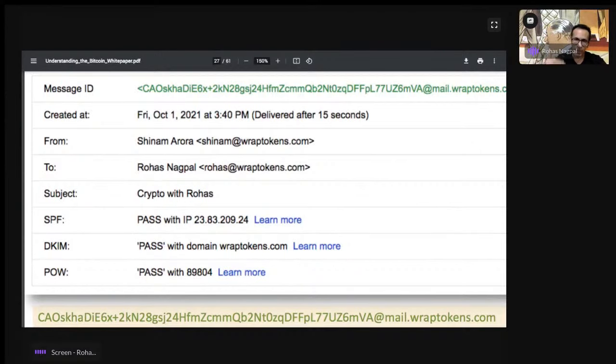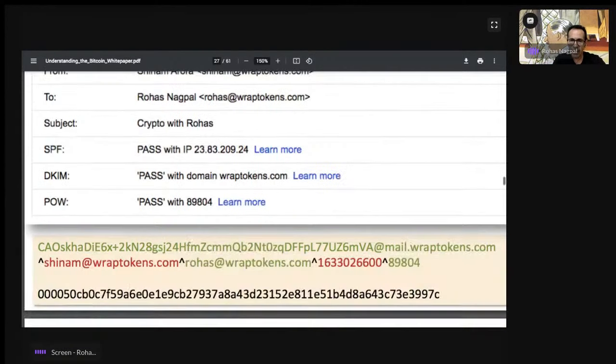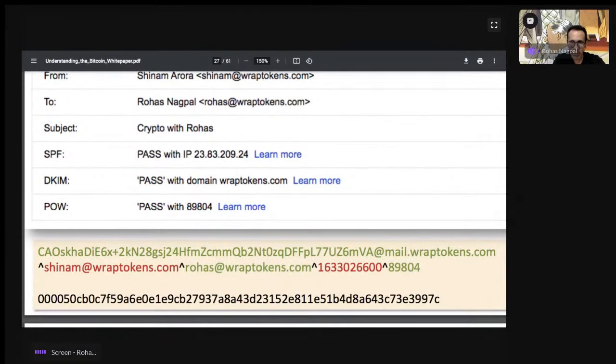Now, we could similarly, theoretically add something like POW here, which could be proof of work. And then it could say, okay, passed with a particular number as the nonce. And at the back end, what's really happening is this entire message ID, when that is concatenated with the sender and receiver's email address and the timestamp of when the email is sent, and we put the nonce here, 89804, if that entire thing is hashed, then we see that the hash begins with 4 zeros. So this is a theoretical example of how we could implement proof of work in an email system.